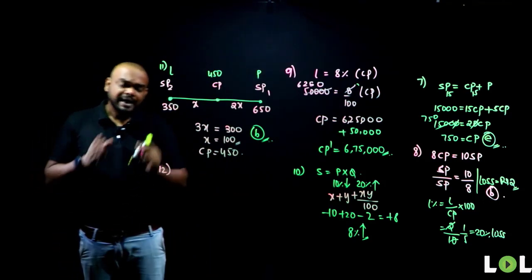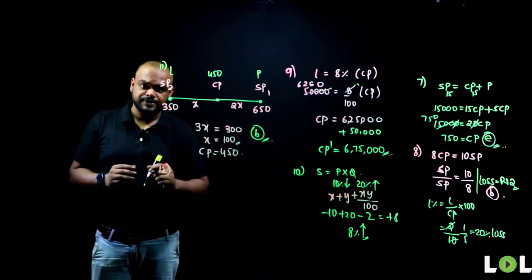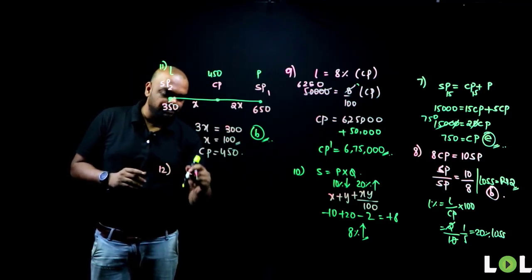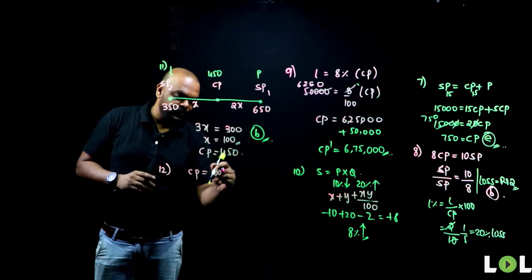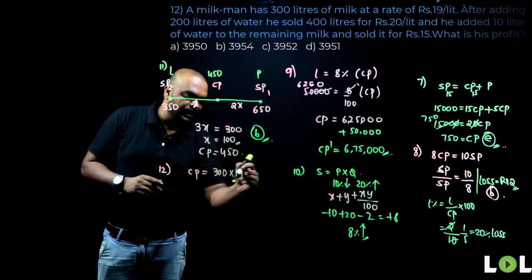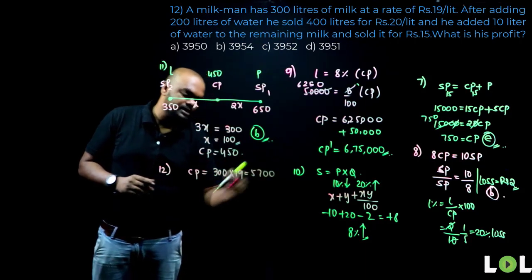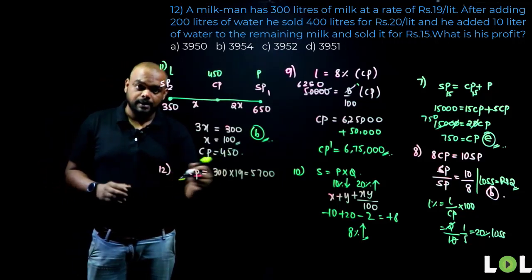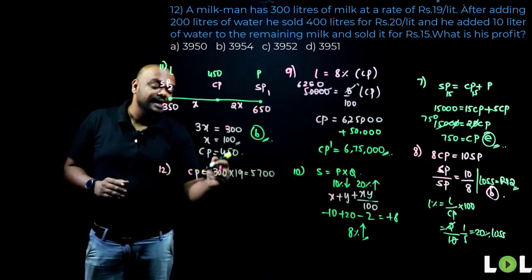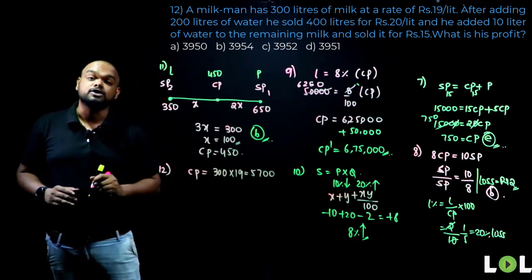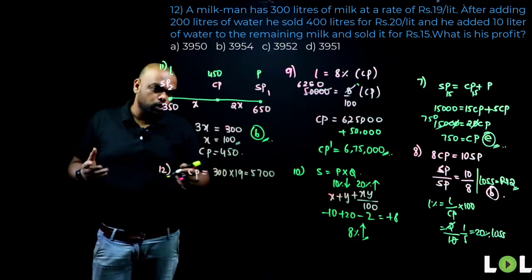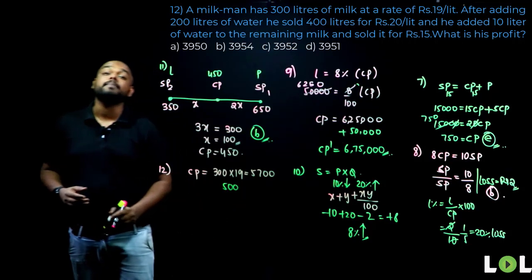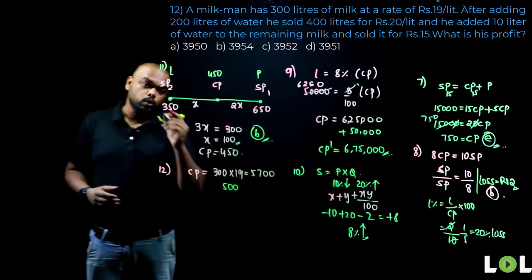Observe. He had milk, how many liters? 300 liters, worth 19 rupees per liter. Now the total CP will be 300 liters, each liter rupees 19. So 19 into 3 is 57, followed by 00. This is his total cost price for 300 liters. Now to this 300 liters of milk, he will add 200 liters of water. Since water is free, we need not do anything there. So totally how many liters will be there now? 500 liters will be there, because to this 300 liters he added 200 liters of water.